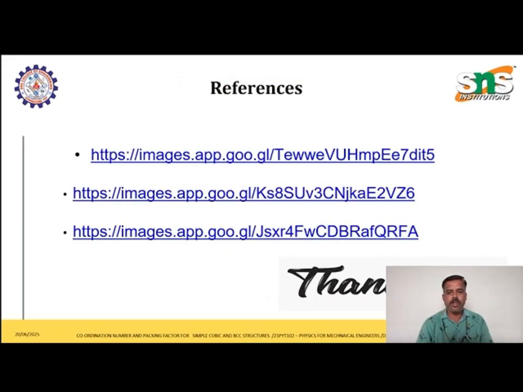So this is all for the reference. I prepared the PPT on the coordination number and atomic packing factor of simple cubic and BCC.